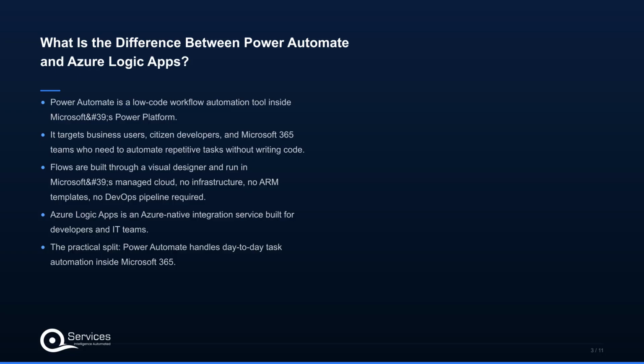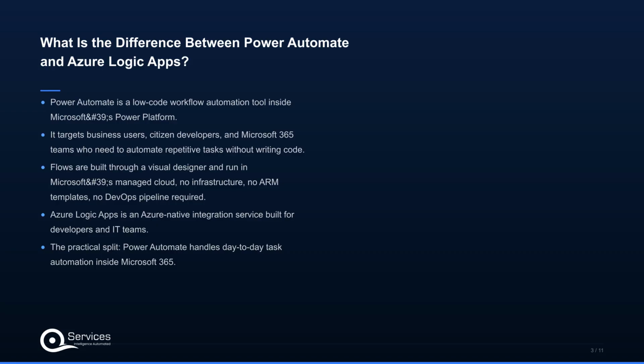Next up, moving on to what is the difference between Power Automate and Azure Logic Apps. Power Automate is a low-code workflow automation tool inside Microsoft's Power Platform. It targets business users, citizen developers, and Microsoft 365 teams who need to automate repetitive tasks without writing code. Flows are built through a visual designer and run in Microsoft's managed cloud. No infrastructure, no ARM templates, no DevOps pipeline required.